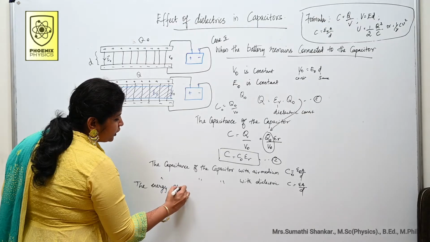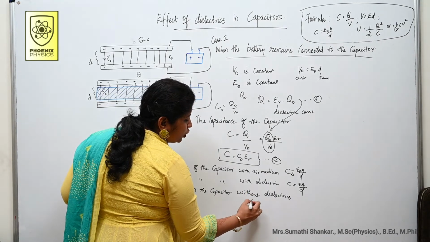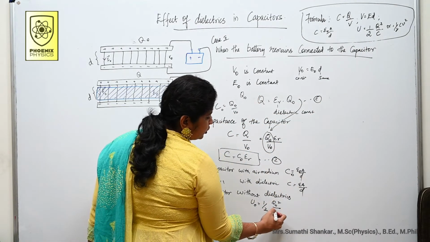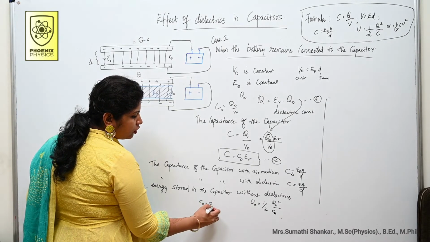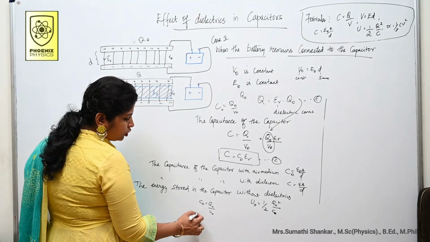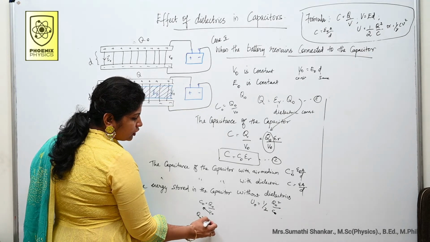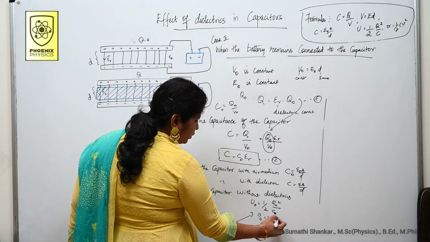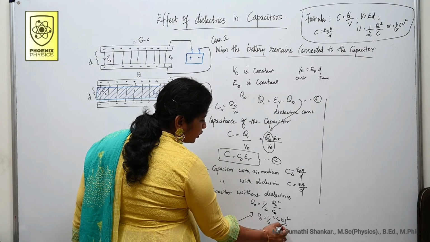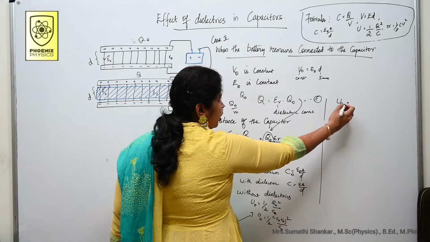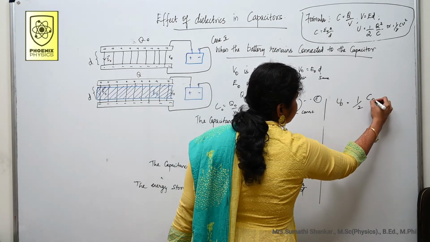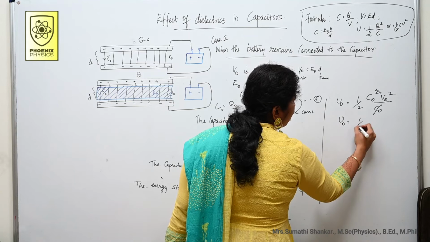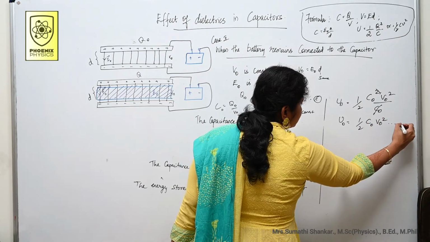The energy stored in the capacitor without dielectric: U naught is equal to half Q naught square divided by C naught. What is C naught? C naught is nothing but Q naught divided by V naught. This is the general formula. From this, Q naught you can simply write as C naught into V naught. Substitute the formula here. So U naught is equal to half, Q naught square means C naught V naught the whole square, divided by C naught. So U naught is equal to half C naught square V naught square divided by C naught. Cancel this. Finally you get U naught is equal to half C naught V naught square. Say this is my equation 3.